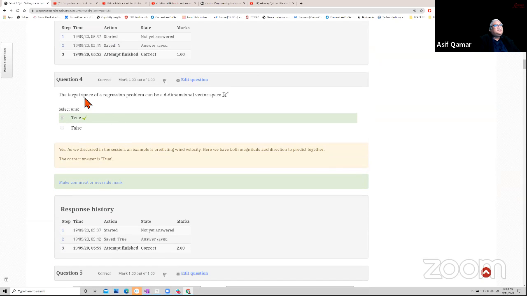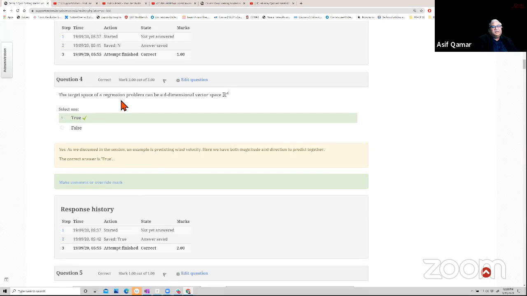Now, this is interesting. We talked about it. The target space of a regression problem can be a d-dimensional vector space, R^d. Now, generally, to simplify things and to have a good intuition, I always say think of a target space as a scalar field, just a number. If it is a quantity, if it is a measurable, it's a regression. But measurable could be a vector also.